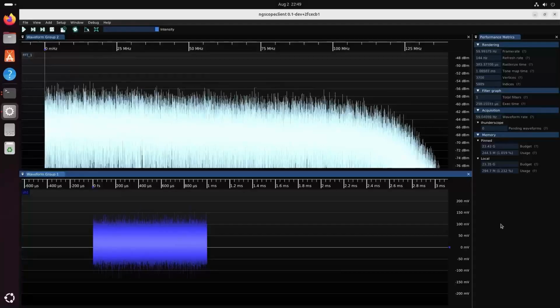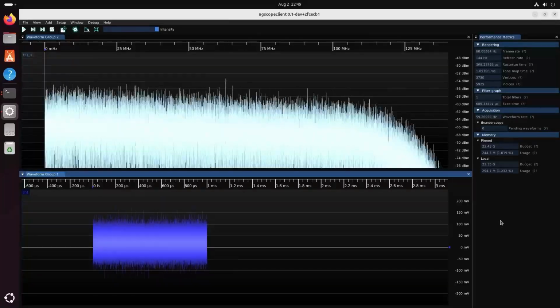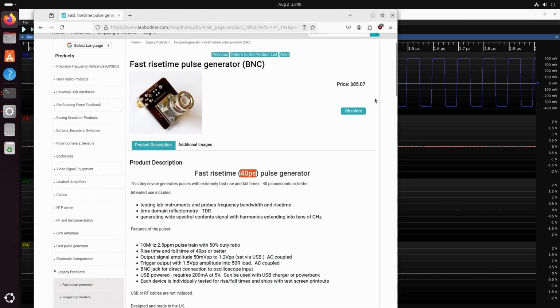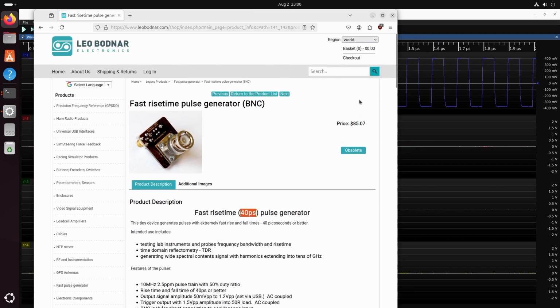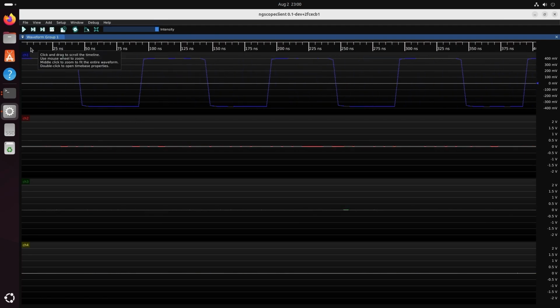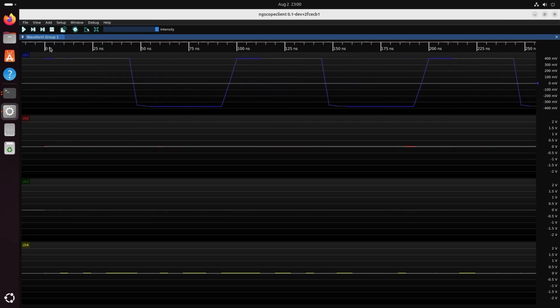Let's try a pulse generator next. I'm using a Leo Bodnar pulse generator, the BNC variety. This one's obsolete now, there's a new one, but it does a 40 picosecond rise time pulse. So way faster than even our front end bandwidth. So that's perfect for this test. Let's take a look at these square waves.